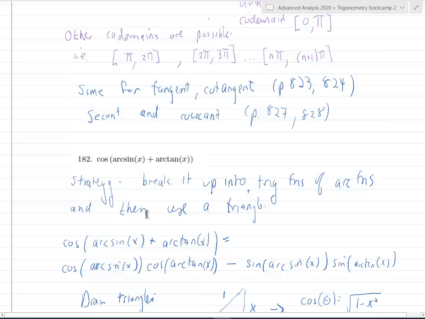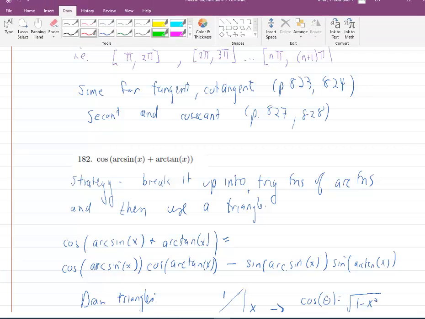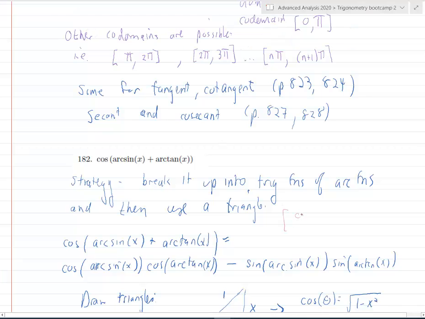Okay, so what you really have here is a sum of angles. Arcsine of x is an angle. Arctangent of x is an angle. So I can use the sum formula. We know the sum formula here. We know that the cosine of a plus b, I'm going to use this formula, cosine of a plus b equals cos a cos b minus sine a sine b.